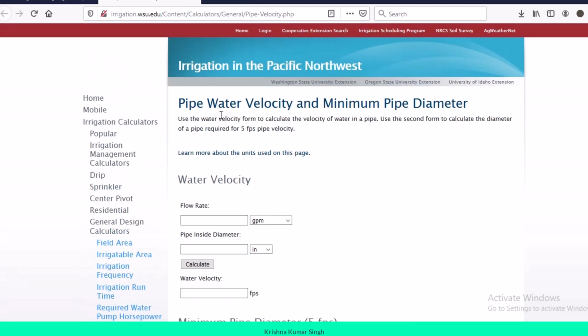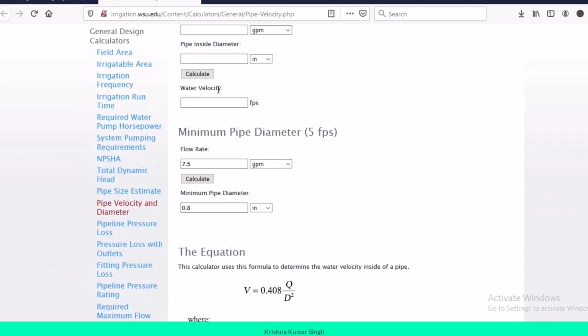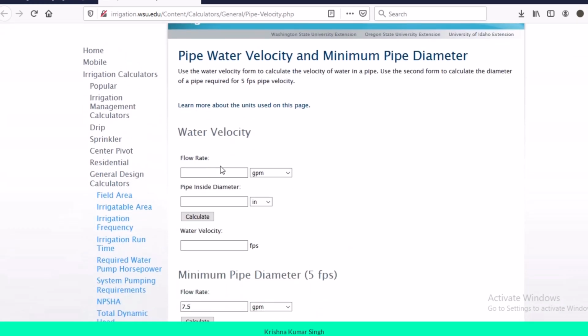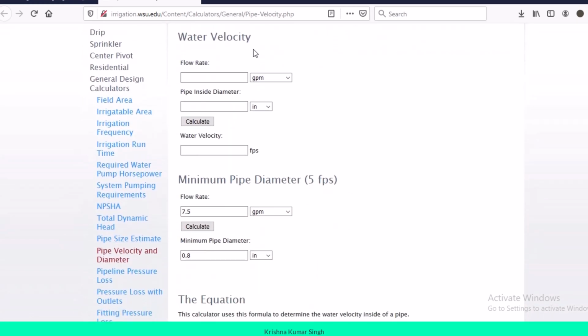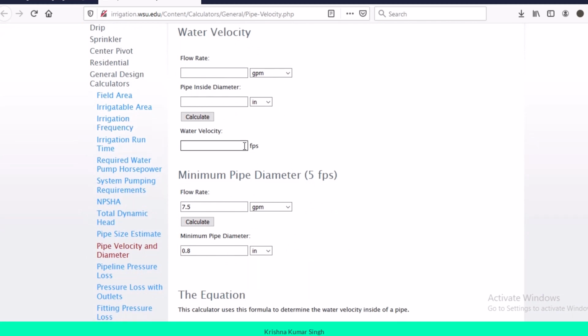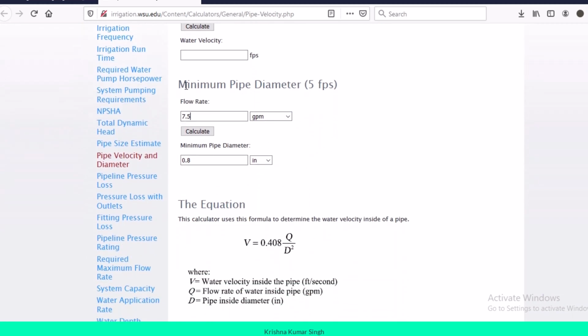So this is pipe water velocity and minimum pipe diameter, Irrigation in the Pacific Northwest. This is a very good website. Now, what you have to do, don't use this calculator; move towards minimum pipe diameter with 5 fps velocity. Okay, you can use this. Now it uses the same formula.